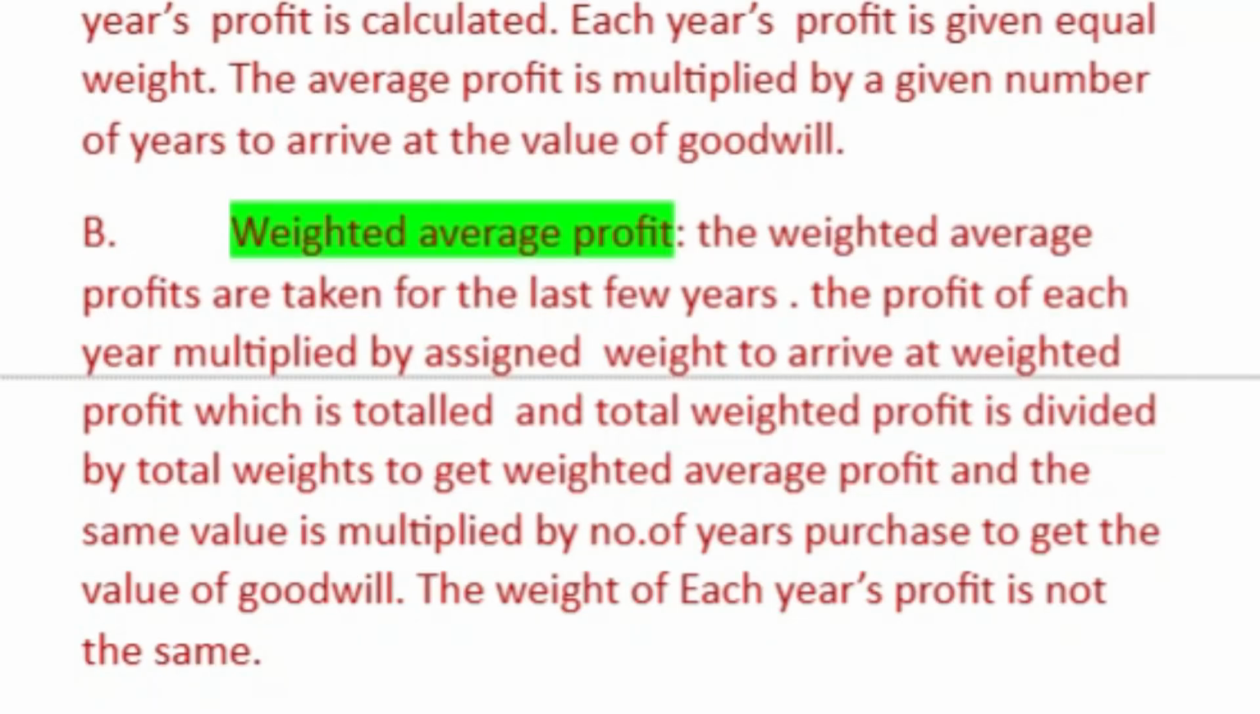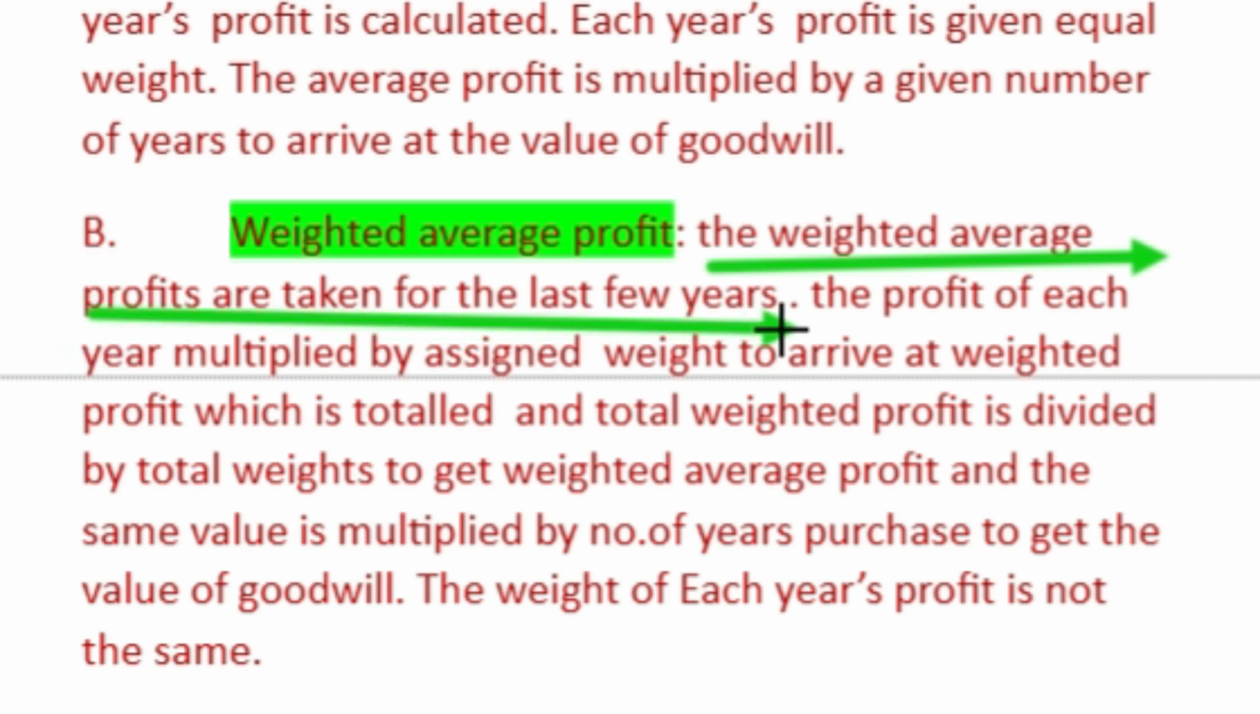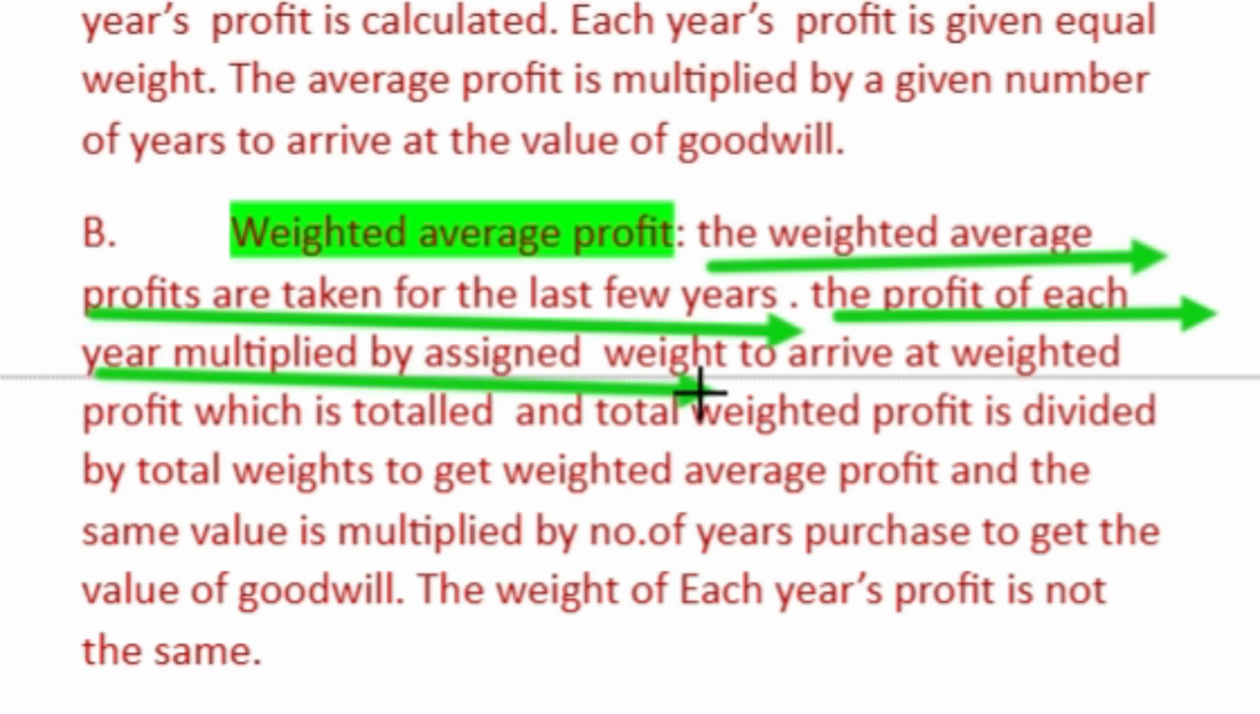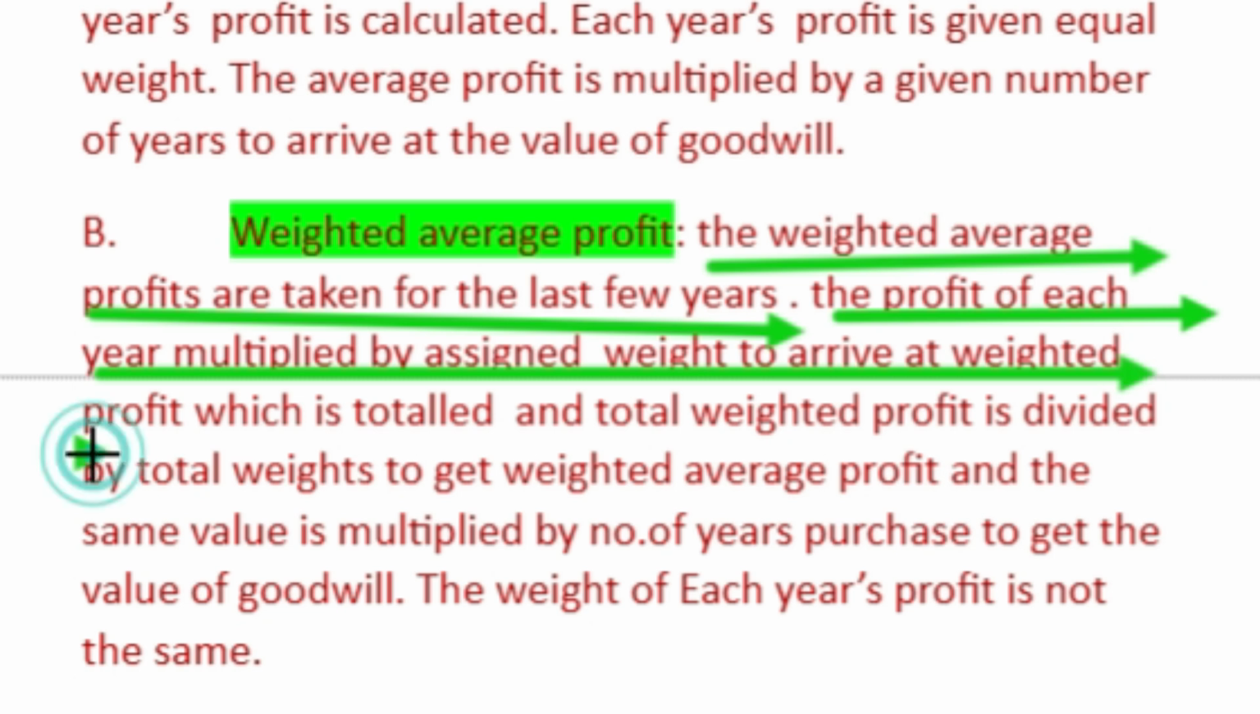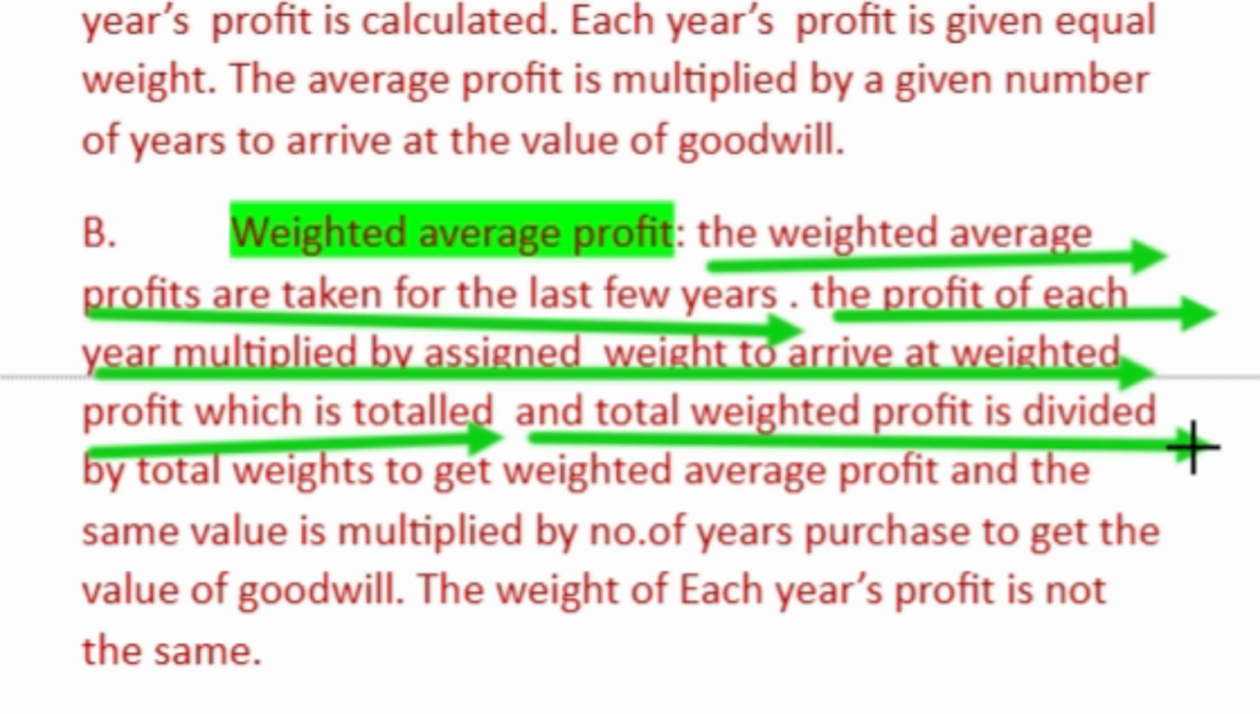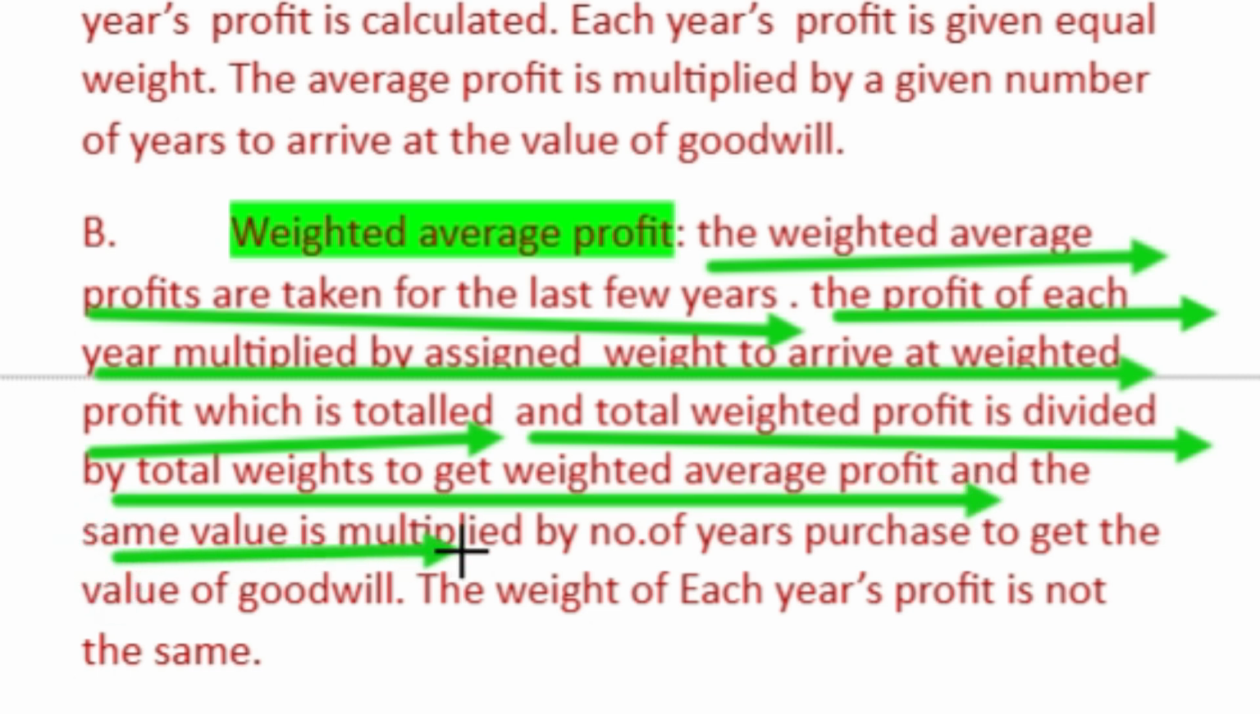Now I am showing you one more illustration under the weighted average profit method. The weighted average profits are taken for the last few years. The profit of each year is multiplied by the assigned weight to arrive at weighted profit, which is totalled, and the total weighted profit is divided by total weights to get the weighted average profit, and the same value is multiplied by the number of years purchased to get the value of goodwill.